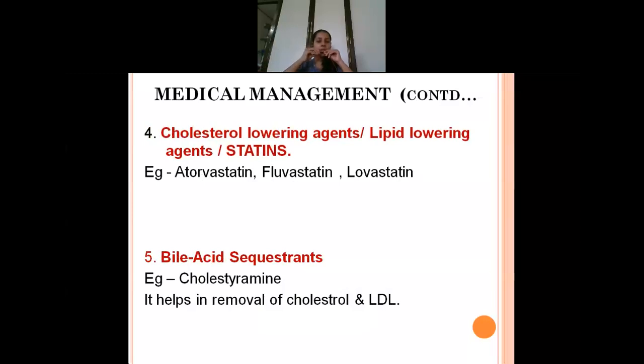Next, most importantly, we have to reduce the lipid levels in the blood. To reduce the lipid levels in the blood, we have to give some drugs called cholesterol lowering agents. They are also called lipid lowering agents or statins. Remember, lipid lowering agents or statins. The examples end with statin: atorvastatin, lovastatin. Next is bile acid sequestrants. These are drugs that remove the bad cholesterol, that is LDL. Example is cholestyramine. Please remember the names of the drugs.